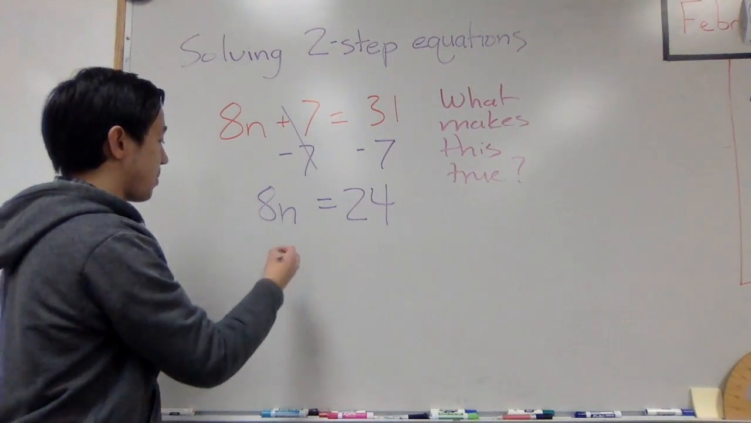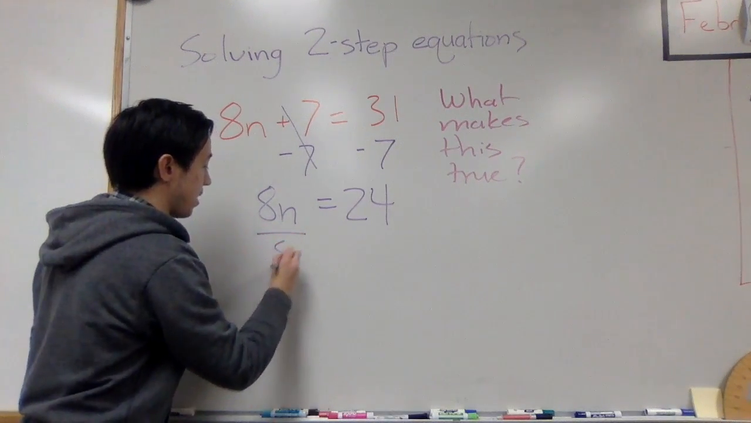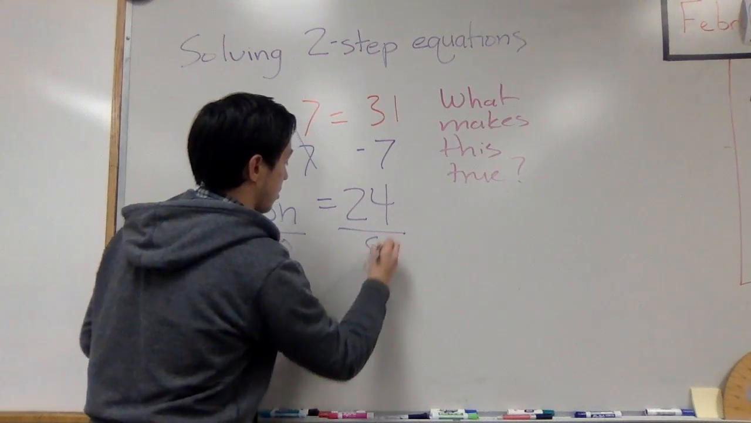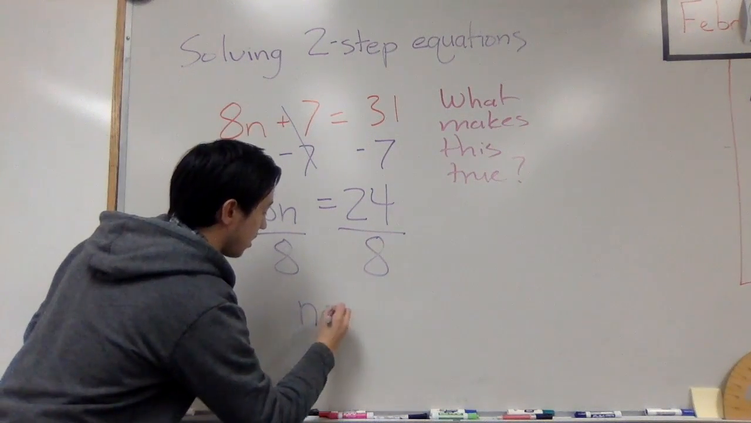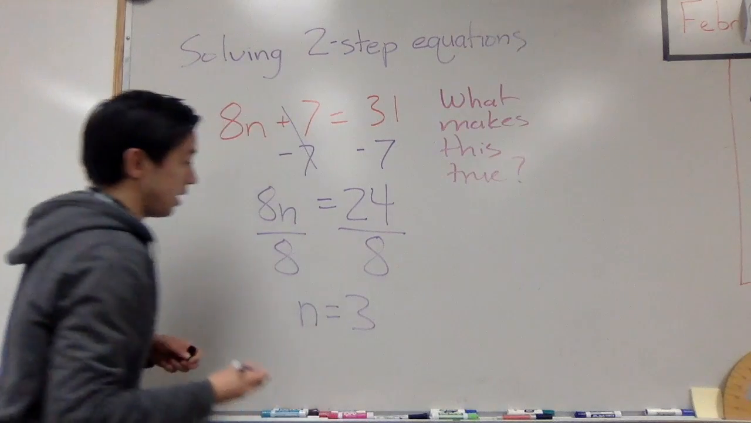We have multiplication by 8. To cancel that out, we divide by 8. And we're left with n equals 3.